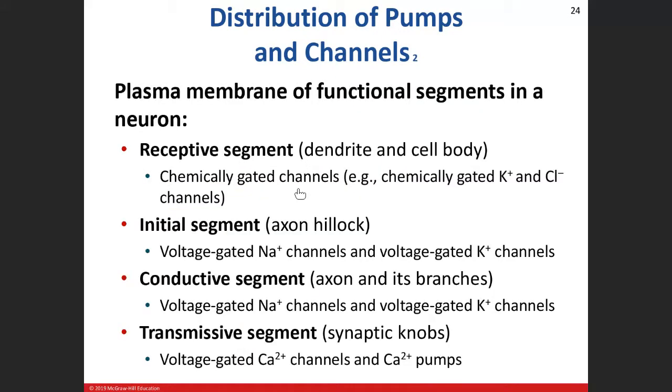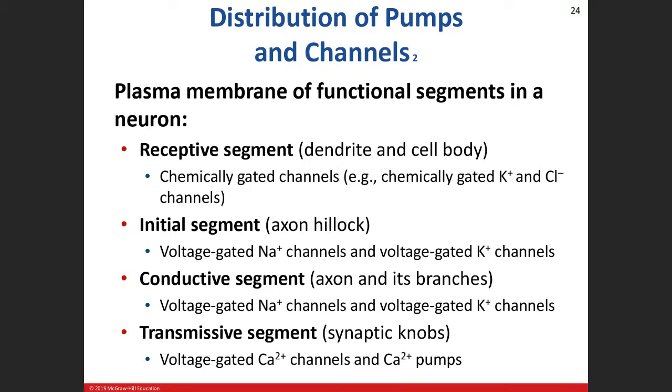All right. So I want to talk about the functional segments of a neuron. You've heard me talk about the structural segments: the dendrites, the cell body, the axon, the teledendra. But we're going to talk about the functional segments. Like what is going on in the cell body? What is going on in the axon? What is going on in the synaptic knobs?